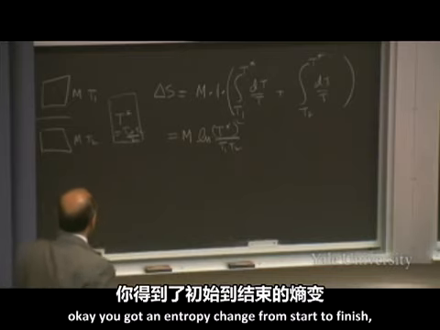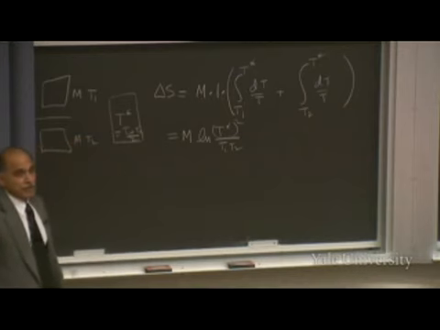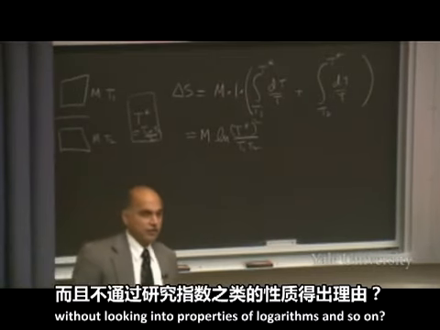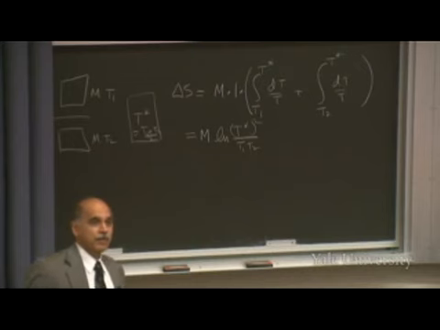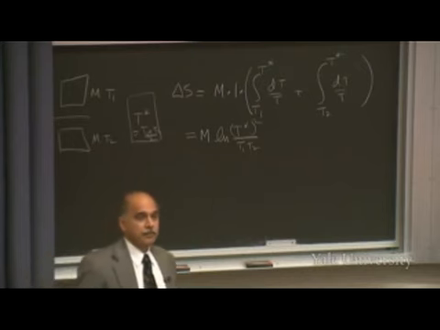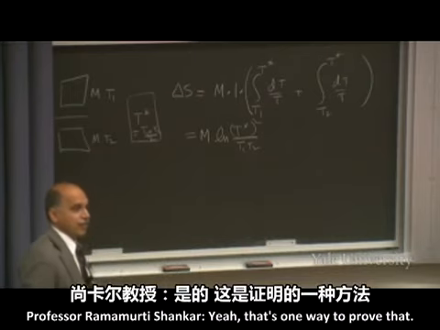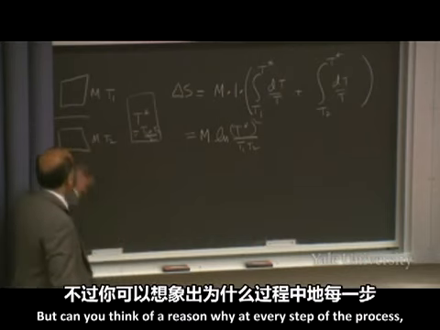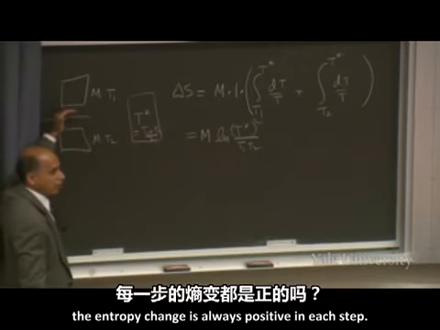Now we have to ask, okay, you got an entropy change from start to finish, but how do you know it's positive? Can anybody give some reason why this has to be positive without looking into properties of logarithms and so on? Any reason why? Yes? T star is the arithmetic mean of positive T1 and T2, and that should be greater than the geometric mean. Yeah, so that's one way to prove that, but I'm not going to prove it to you that way. But can you think of a reason why at every step of the process, when I brought this down and when I pushed that up, the entropy change is always positive in each step?